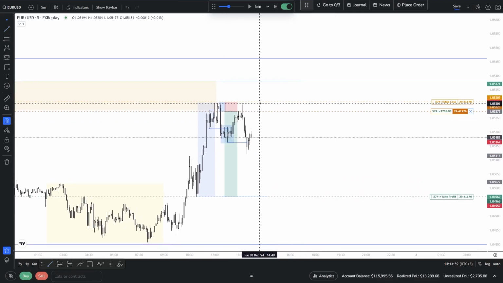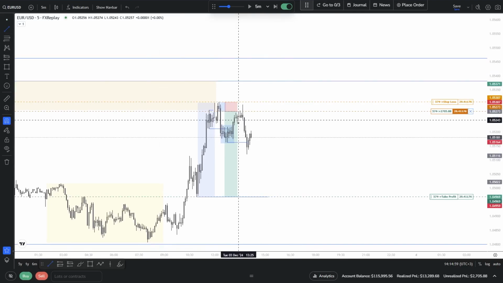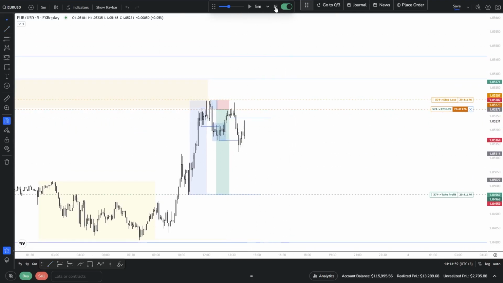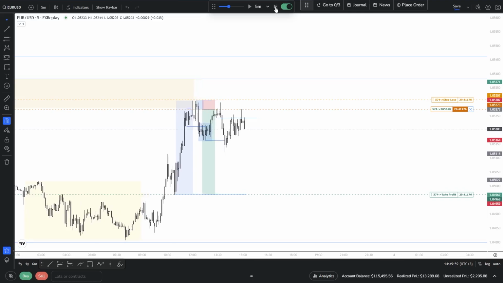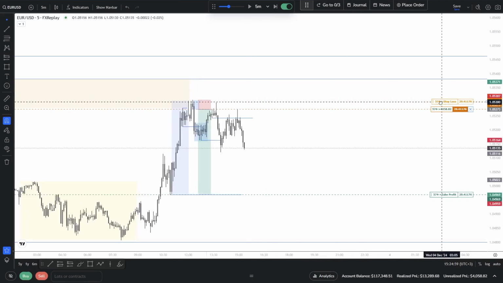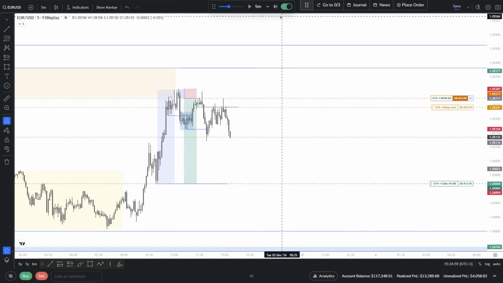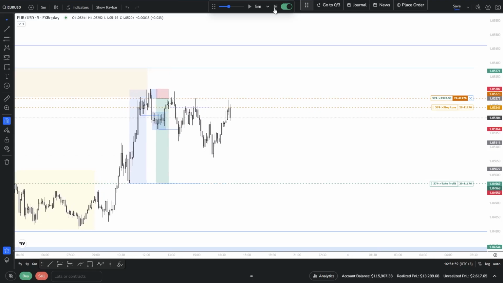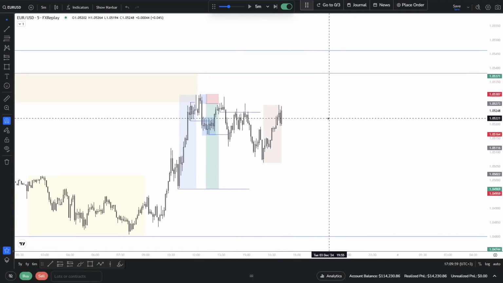Broke the structure. It'll be a break even, but I expect price to enter that and give me a strong rejection to set my break even. There we go. Break even. Did it set? Yeah. Damn, good. Never mind.